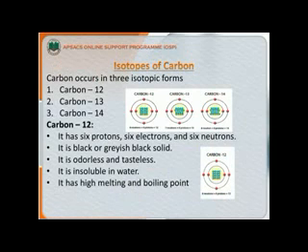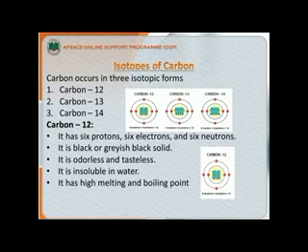Isotopes of carbon. Carbon occurs in three isotopic forms: carbon 12, carbon 13, carbon 14. Carbon 12 properties. It has 6 protons, 6 electrons, and 6 neutrons.